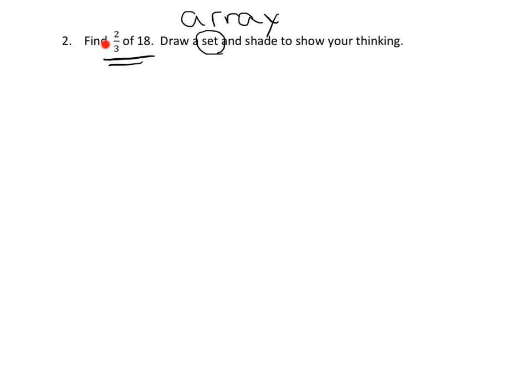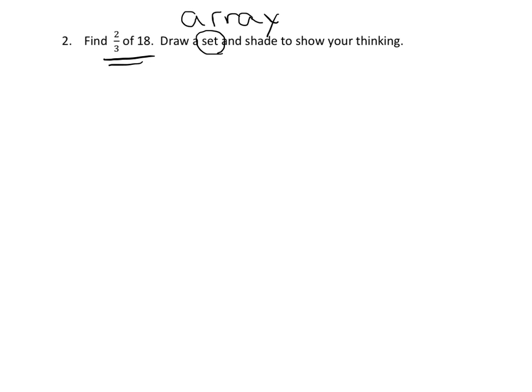Now, because the denominator is a 3, I'm going to make life a little bit easier, and I'm going to do 3 in each row. 1, 2, 3, 4, 5, 6, 7, 8, 9, 10, 11, 12, 13, 14, 15, 16, 17, 18. So there's our array of 18 dots. And because I counted by 3s, I put 3 in each row, that automatically tells us that each column is 1/3. So we can see that this is 1/3, this is 1/3, and this is 1/3.